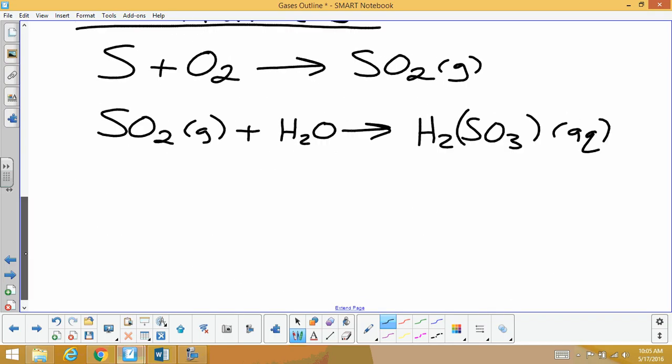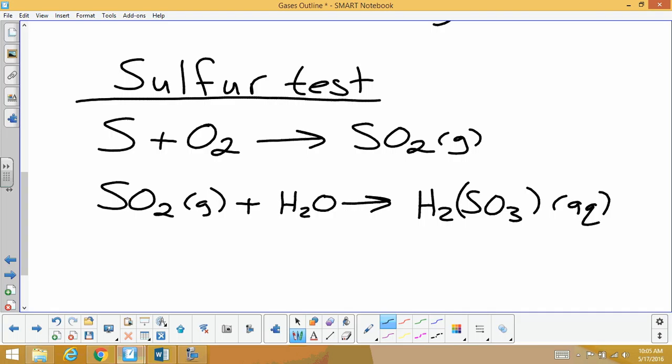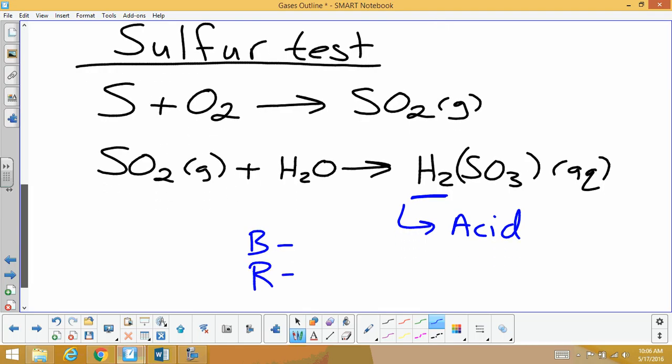Now, since this is an acid, we've got the H2 right here. So this is an acid. You also needed to do a litmus paper test. You should have had a blue litmus and a red litmus test. Since this is an acid, the red litmus should have stayed red. But the blue, since it is reacting with an acid, actually changes to red. This indicates the substance to be an acid.